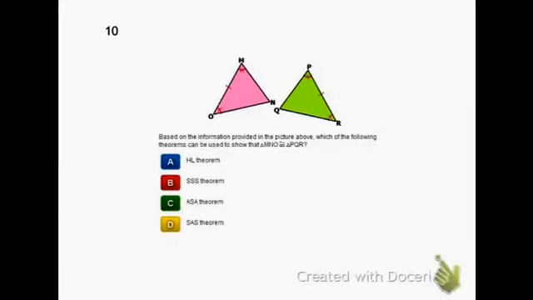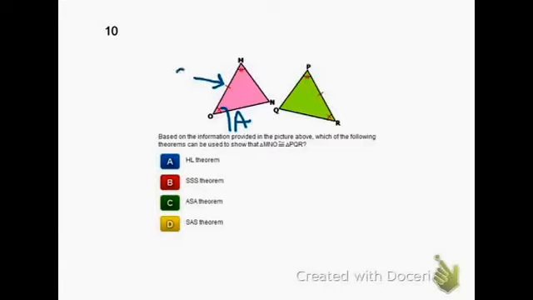And the last one, 10. Based on the information provided in the picture above, which of the following theorems can be used to show that triangle MNO is congruent to triangle PQR? If you read the marks, this right here is an angle mark. This mark here is a side mark. And this mark here is an angle mark. So angle, side, angle.